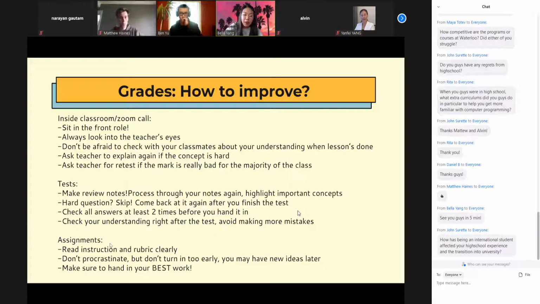In terms of assignments, please read instructions and rubric clearly before you do the assignments. Don't procrastinate, but please don't turn in too early because you might have new ideas later that you want to add into your assignment to make it the perfect piece. Make sure you hand in your best work because we're in grade 11, grade 12. Every single assignment and task plays a very important role in our mark.